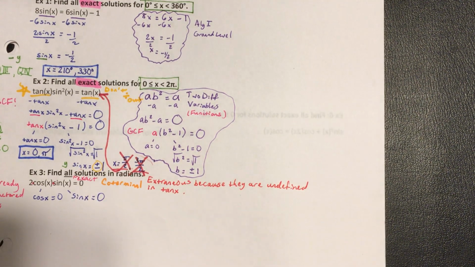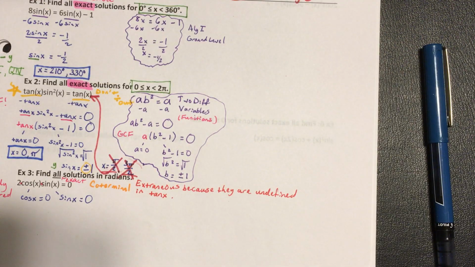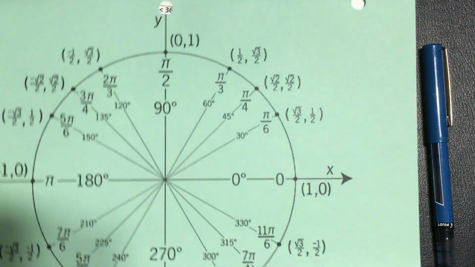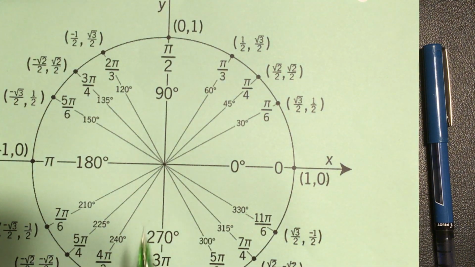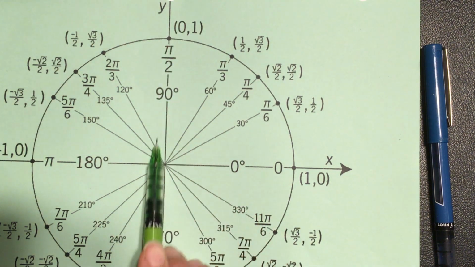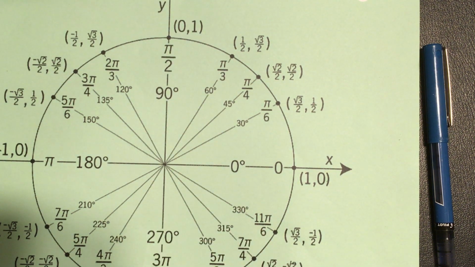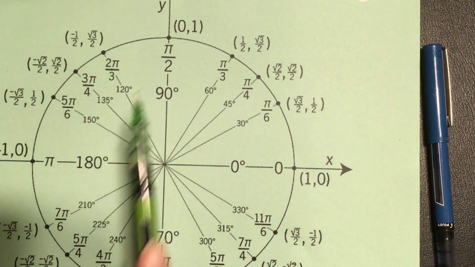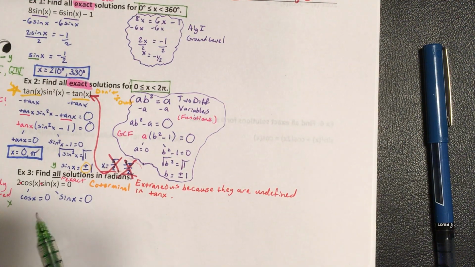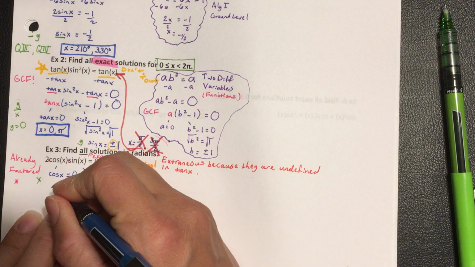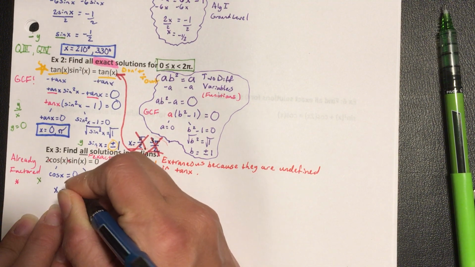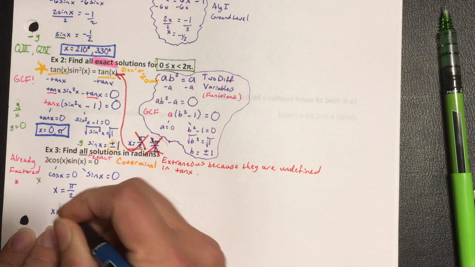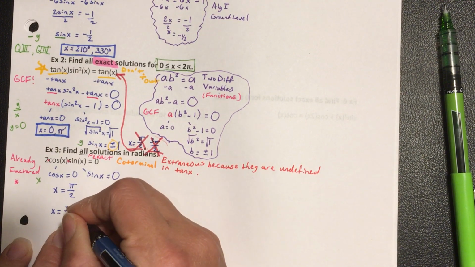sine x equals 0. So going to our unit circle, cosine refers to the x value. What angle or angles have an x value of 0? This one right here, and this one right here. Now, we are in radians, so I have 2 solutions that give me a cosine of 0. I'm going to write that in terms of radians: x equals pi over 2, and x equals 3 pi over 2.